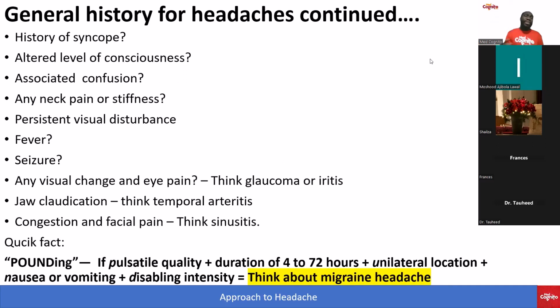Other things you also want to find out are headache which is associated with syncope, headache associated with altered level or loss of consciousness, headache associated with confusion, headache associated with neck pain and neck stiffness, and headache associated with persistent visual disturbance. Headache plus fever: we've already looked at the differentials. Headache plus seizure in a woman of reproductive age who is not known to have epilepsy.